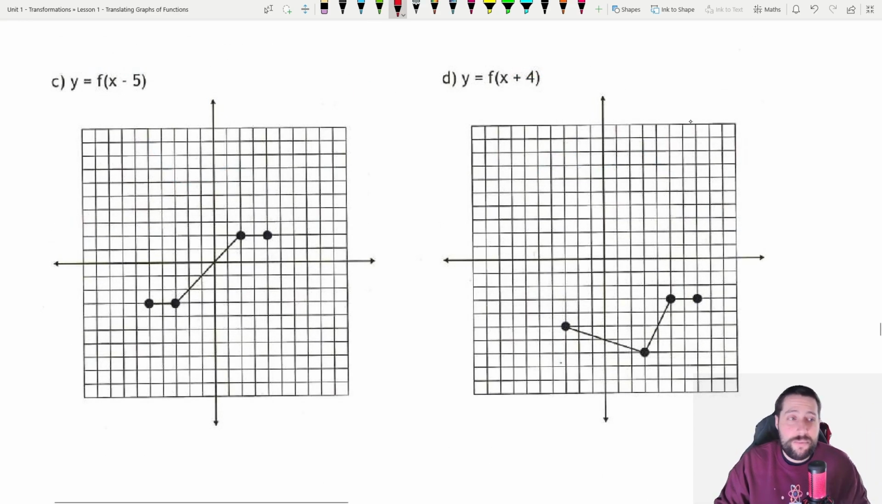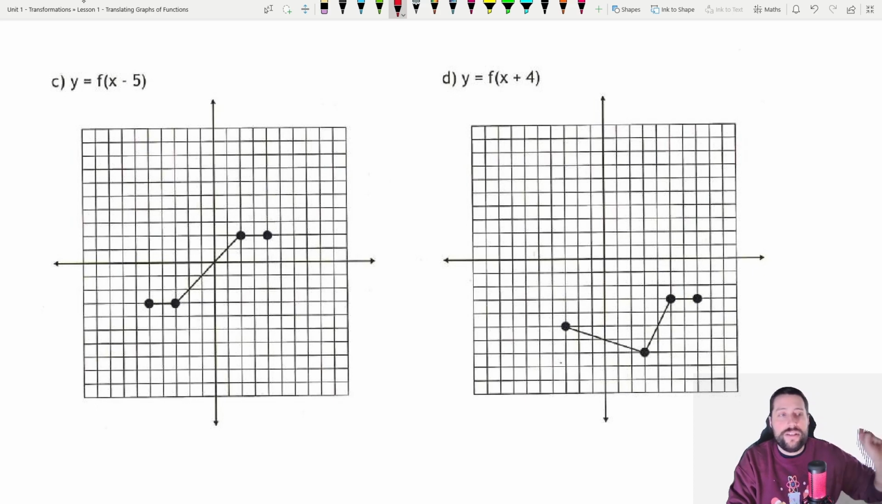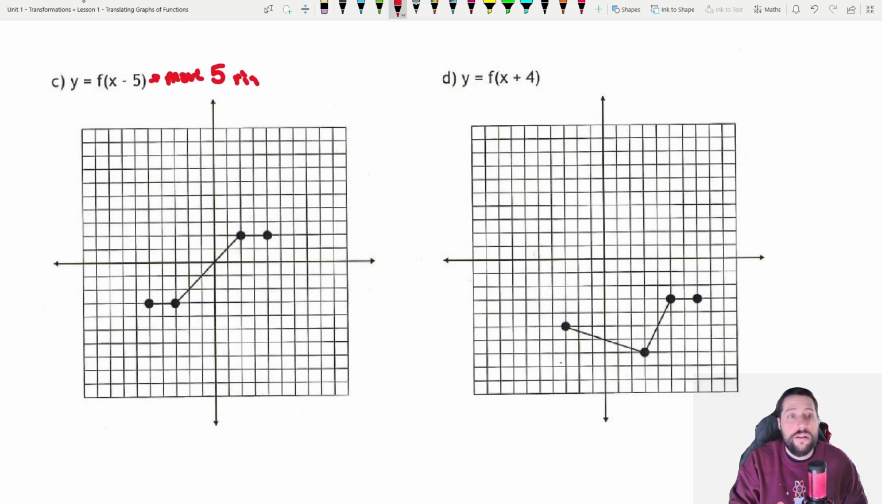Moving on to the next example where we have y is equal to f, and in brackets, x minus 5. Now we're going to look at how the h values affect these graphs. Because it says x minus 5, we are going to do the opposite. This should be telling us to move it to the left because there's a negative sign in there, but because it's in the brackets, we are going to move this graph 5 units to the right.